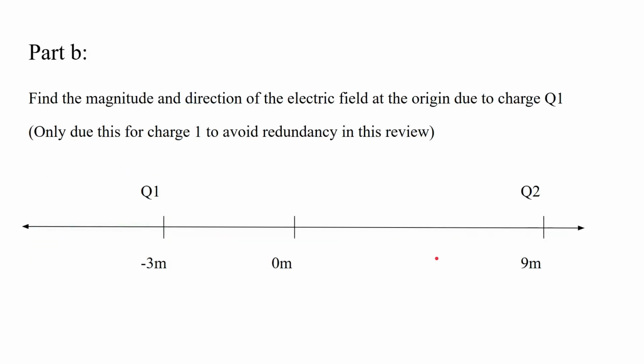Part B, find the magnitude and direction of the electric field at the origin due to Q1. You can pause the video, do this before I move on to the explanation for both charges. I will not be explaining how to do it for both charges to avoid redundancy in this review. So figure out both electric fields at the origin based off of these two charges. I will only explain how to do one of them.